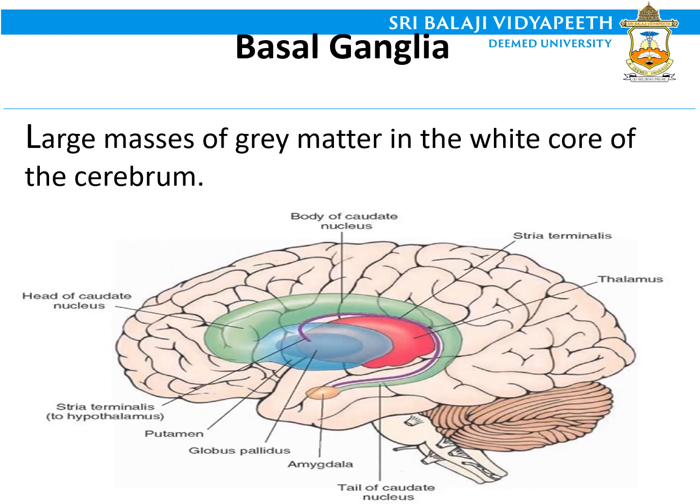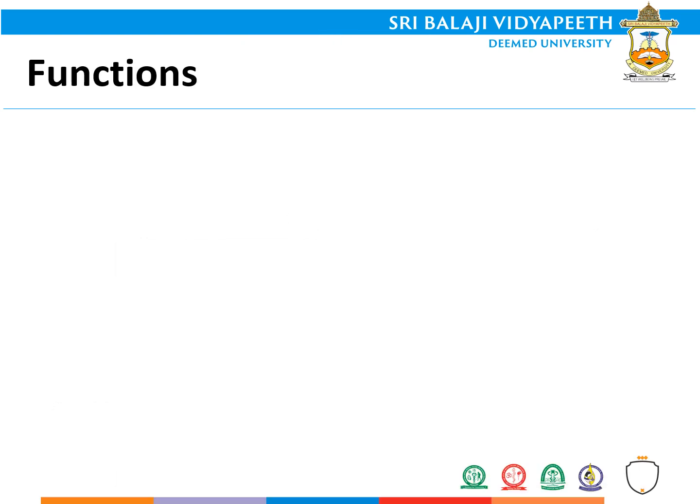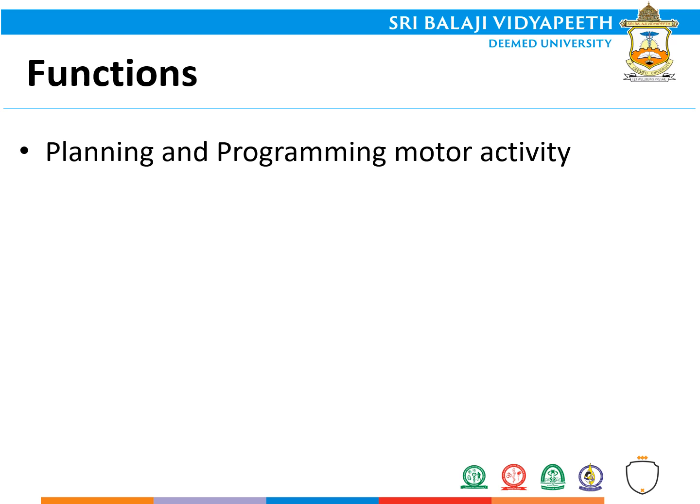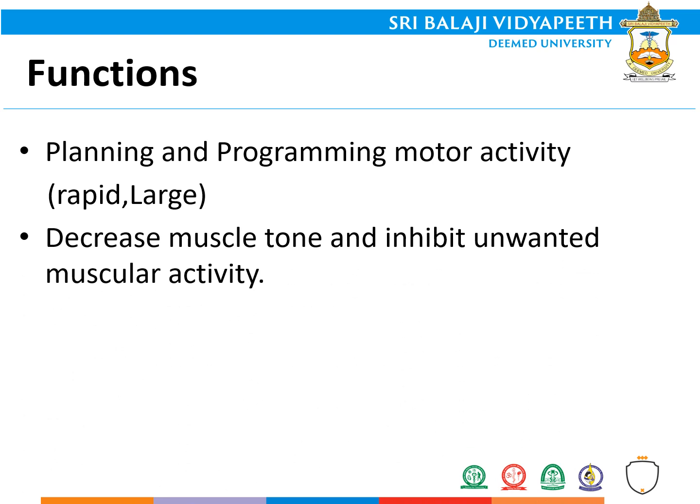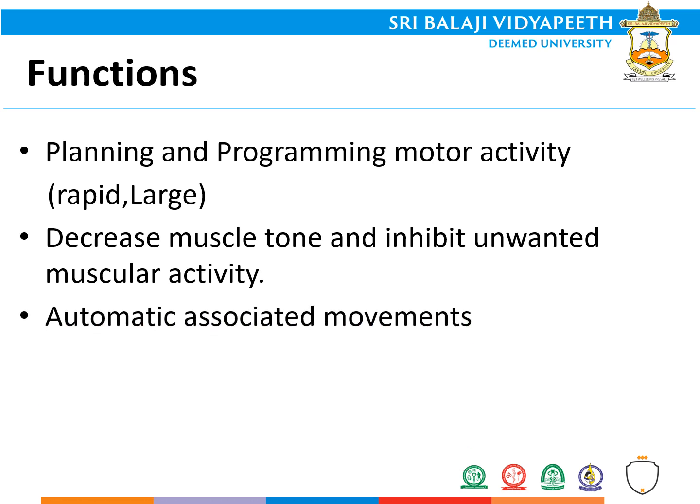So first, the basal ganglia. As we just said, these are large masses of gray matter in the white core of the cerebrum. The basic functions of the basal ganglia are that they help in planning and programming motor activity, that is, how rapid a movement should be and how large a movement should be. They also help in decreasing the muscle tone and inhibit unwanted muscular activity.